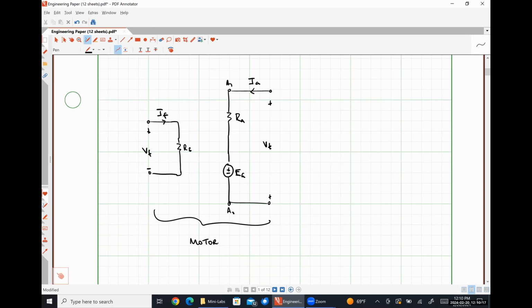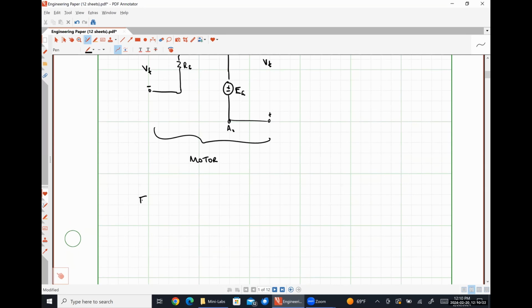So, using Kirchhoff's voltage law, the armature voltage EA can be expressed as the terminal voltage plus or minus the armature current times the armature resistance RA, where the plus sign here is used whenever we have a generator, and the minus sign here is used whenever we're dealing with a motor.